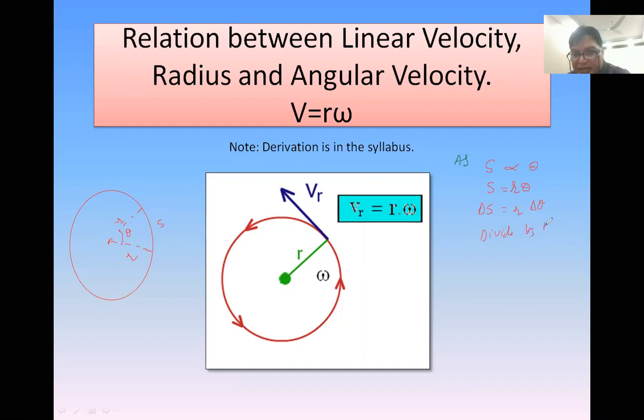by delta t. Divide it by delta t. Delta S divided by delta t equals r delta theta over delta t. Why this? We want to derive V, and V is S over t. When you derive anything, you say the time is very short: limit, delta t approaches 0.